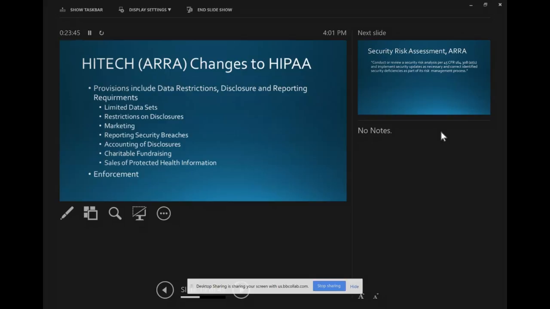HITECH was a follow-on legislation from a few years back, which really beefed up and clarified some of the issues within HIPAA, in particular some of the enforcement issues.